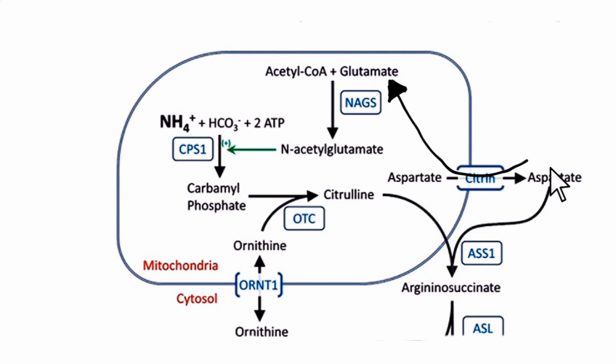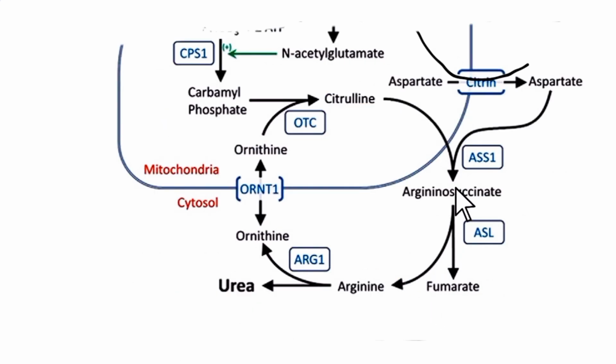Now, this aspartate that's coming to the outside, in the cytoplasm, is going to combine with citrulline. So you can see citrulline is coming out, aspartate is coming here, and they're going to combine to form what we call argininosuccinate. The enzyme here is called argininosuccinate synthase 1. This enzyme is catalyzing the reaction between aspartate and citrulline to form argininosuccinate.